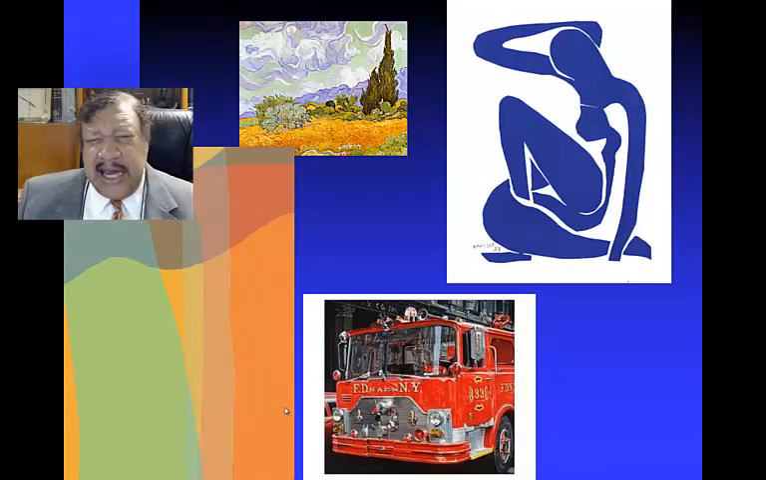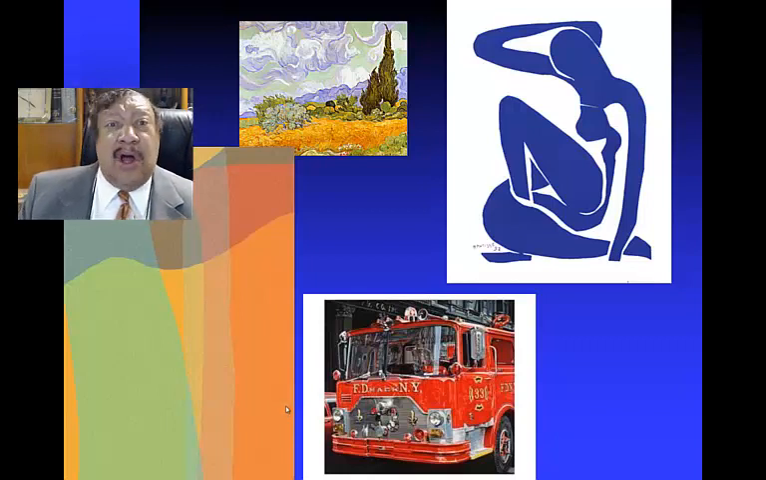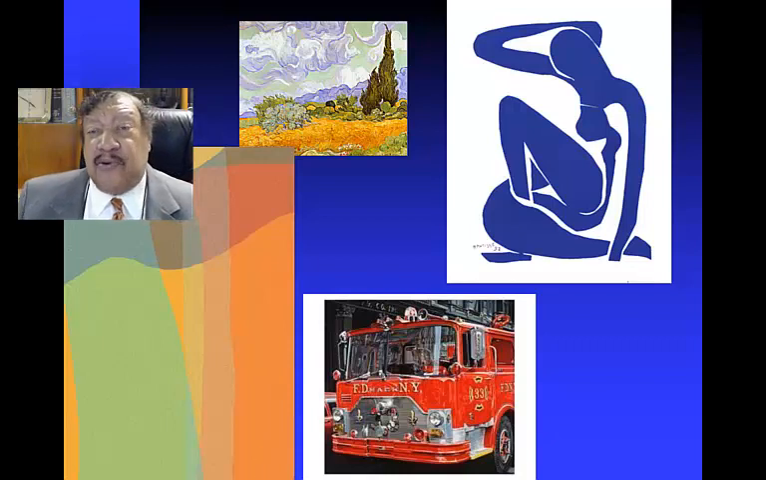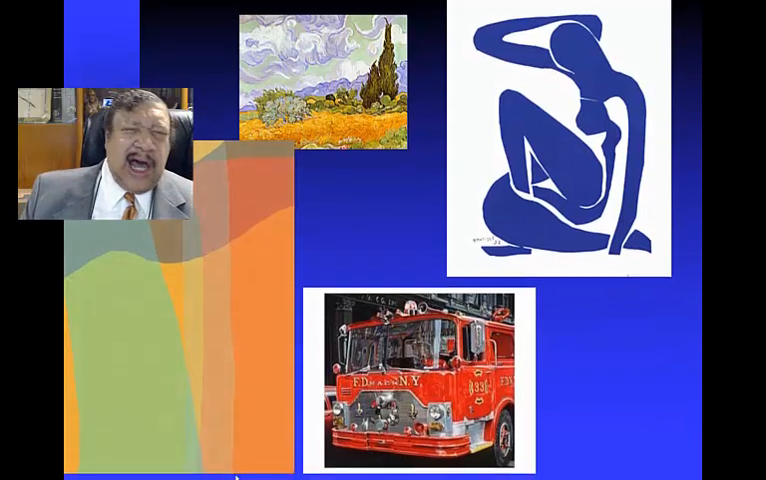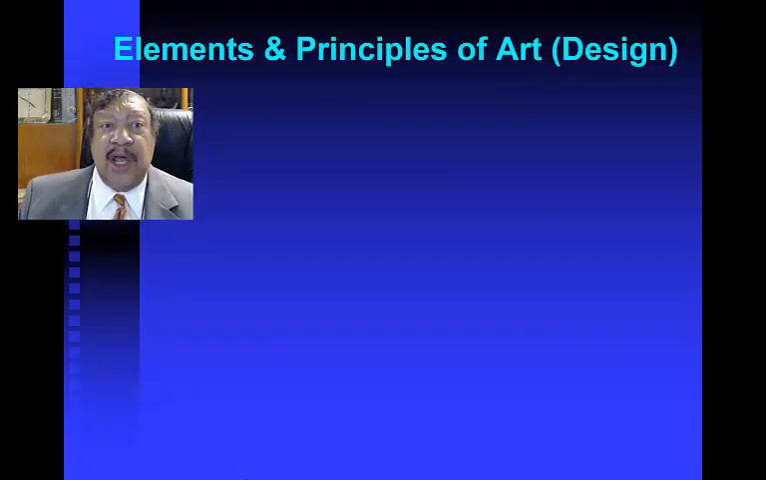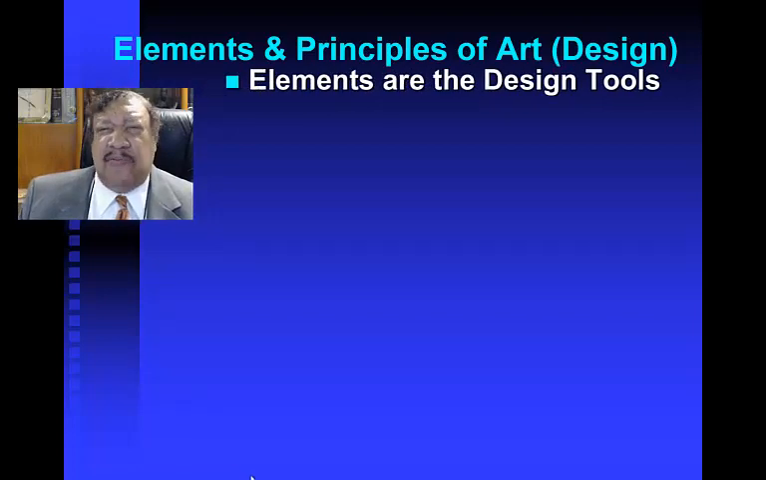Then look how line is used here. We have lines by Van Gogh in the sky, swirly lines. And then we have in the upper right, Henri Matisse gives us an abstraction, but it's rhythmic, it moves. And last but not least, down on the bottom, we look at this fire engine that's full of lines, short lines, long lines, thick lines. So the elements and principles of design are critical.